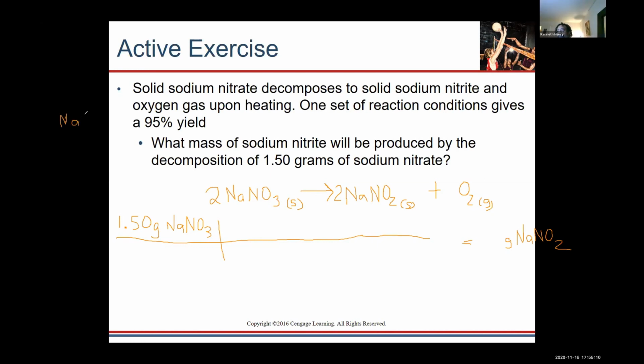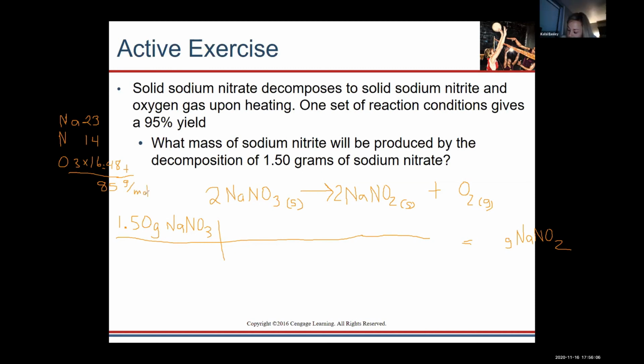Sodium is 22.990. Can I say just 23? I don't know if you want us to round or not. I usually just keep it all. Okay, that's nitrogen, 14. And I have 3 oxygens, 3 times 16 equals 48. So I'm gonna add all of those together, and what do I get? It's 85 grams per mole.